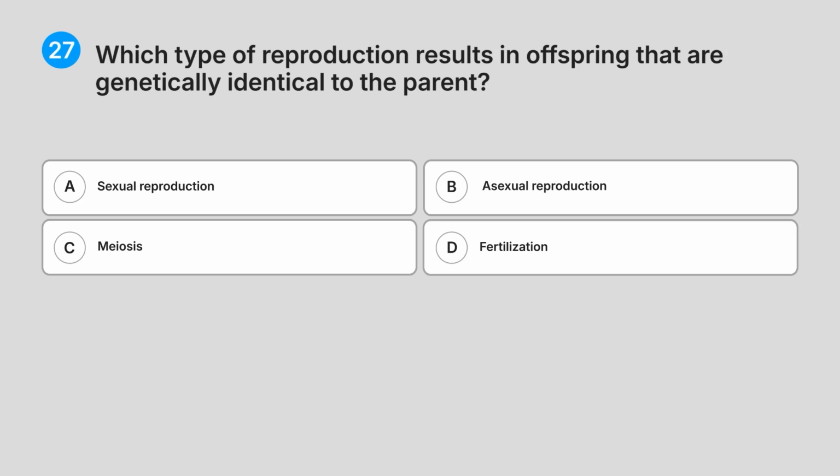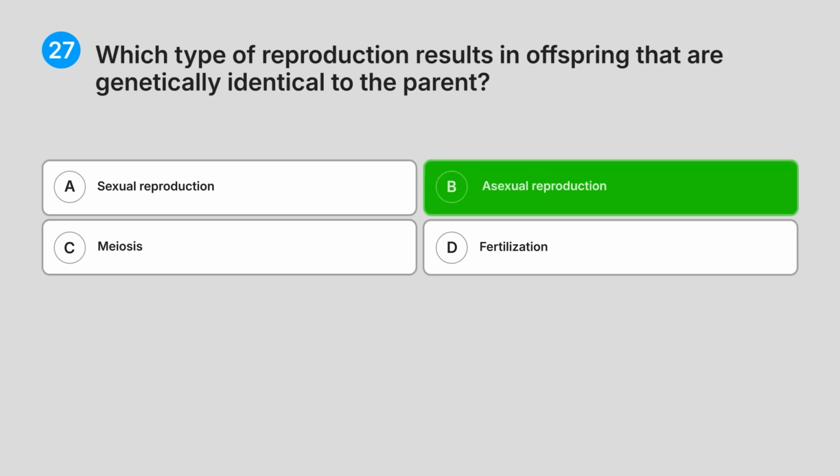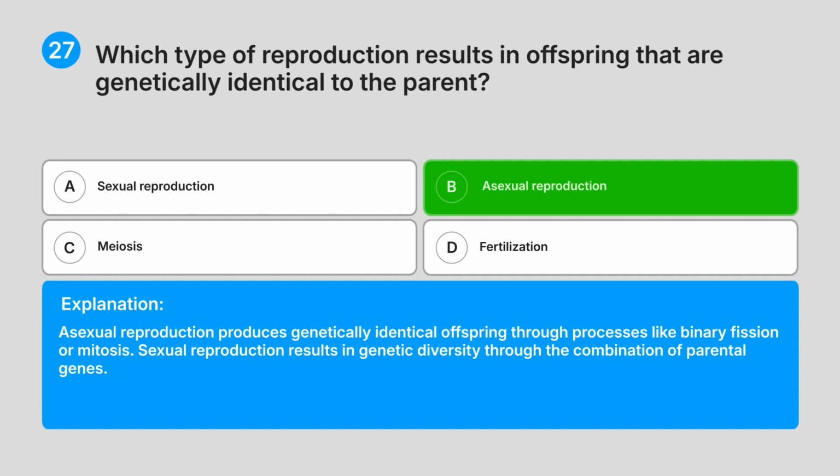Correct answer: B. Asexual reproduction. Explanation: asexual reproduction produces genetically identical offspring through processes like binary fission or mitosis. Sexual reproduction results in genetic diversity through the combination of parental genes.